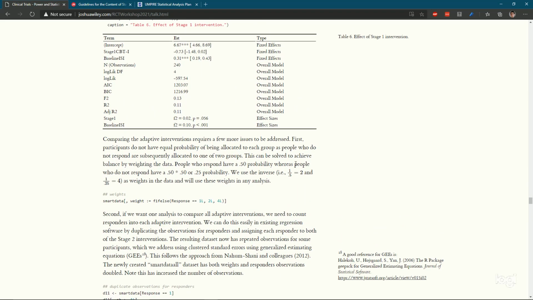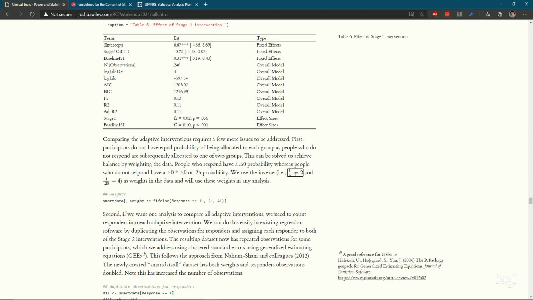The first issue is that participants don't have an equal probability of being allocated to each group. People who do not respond are subsequently allocated to one of two groups. Right? So if you respond, then you can get allocated to CBTI, and you've got a 50% chance of that happening, but you only have a 25% chance of getting allocated to one of the subsequent groups. We can solve this to achieve balance by weighting the data. So people who respond have a 0.5 probability, whereas people who don't respond have a 0.5 times 0.5 or 0.25 probability.